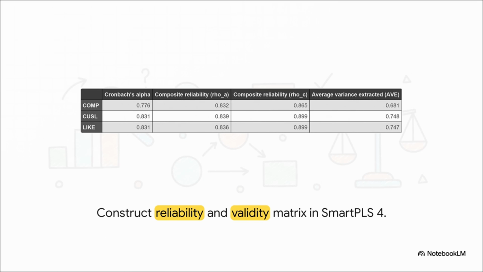All right, so the student dives right back into their SmartPLS-4 output, scanning the construct reliability and validity matrix with laser focus. They breathe a massive sigh of relief as they confirm that all their AVE values are well above the critical 0.50 threshold, and their composite reliabilities are safely sitting above 0.70. The foundation is officially solidifying.